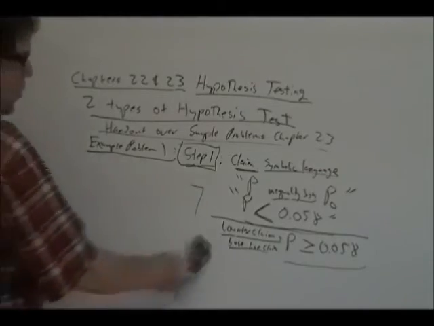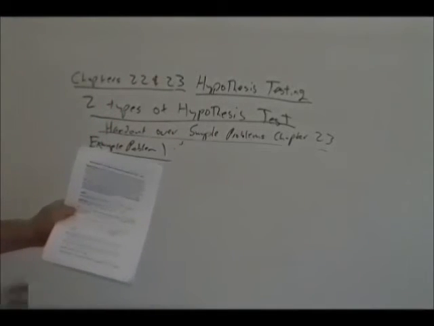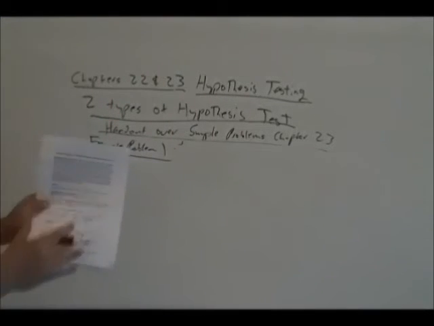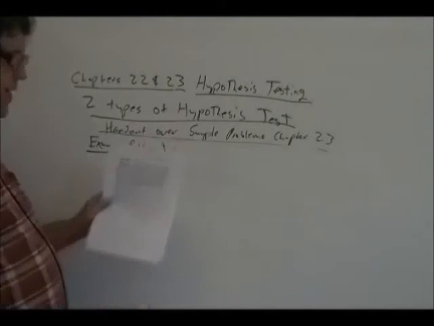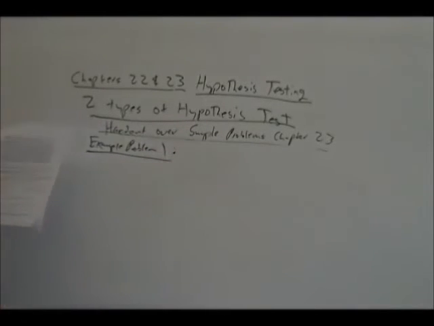For example, problem 1. If you're following along, everything I'm writing on the board is already printed in detail in this handout. So you just need to follow along. You don't have to actually write it down.